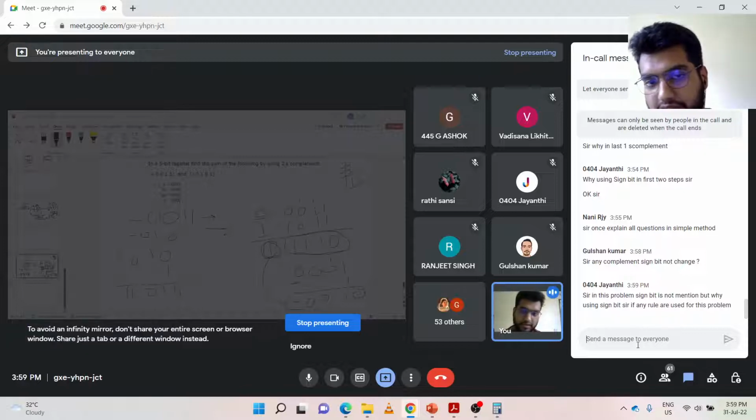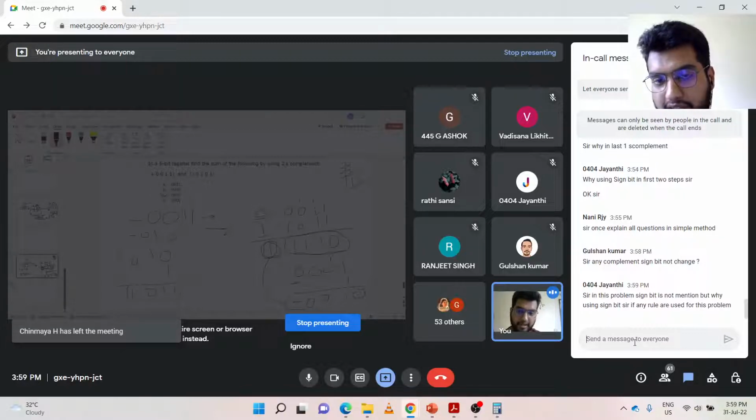Because we are using this 5-bit register, 5-bit register means that one of the bits should be the sign bit.